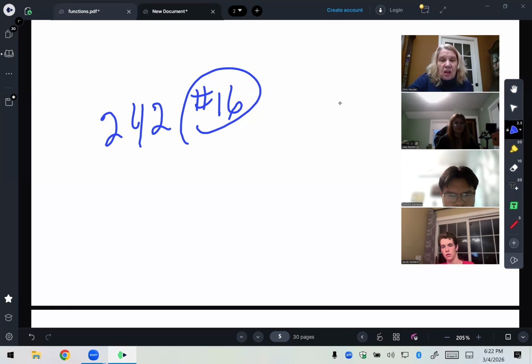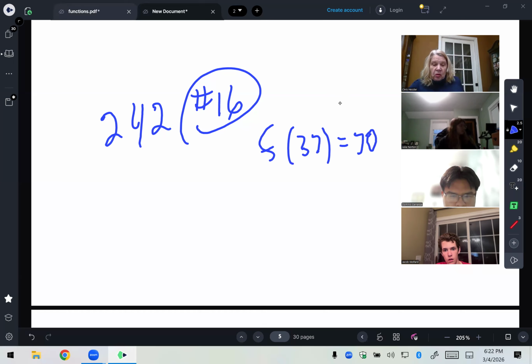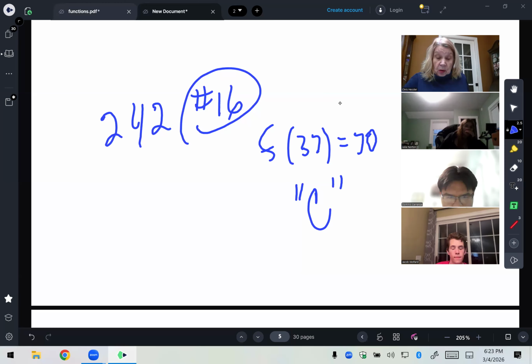So what they give us is f of 37 is 70. So read through A, B, C, D. And so we want C, right? On the 37th day, the water level will be at 70% capacity. Does that make sense? Good. Just wanted to do a verbal problem there.